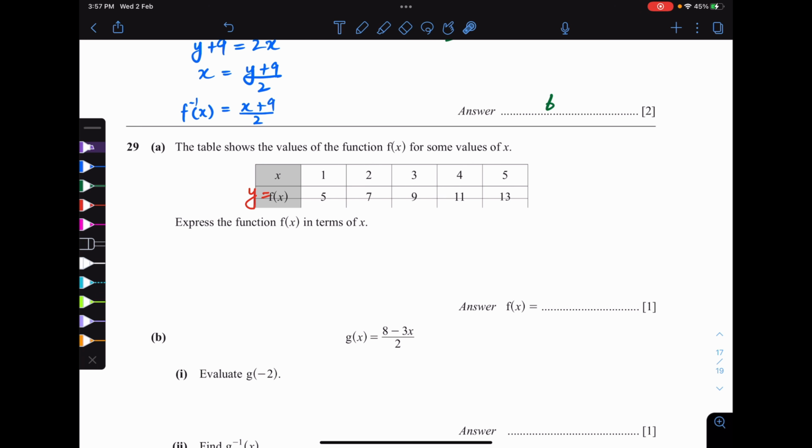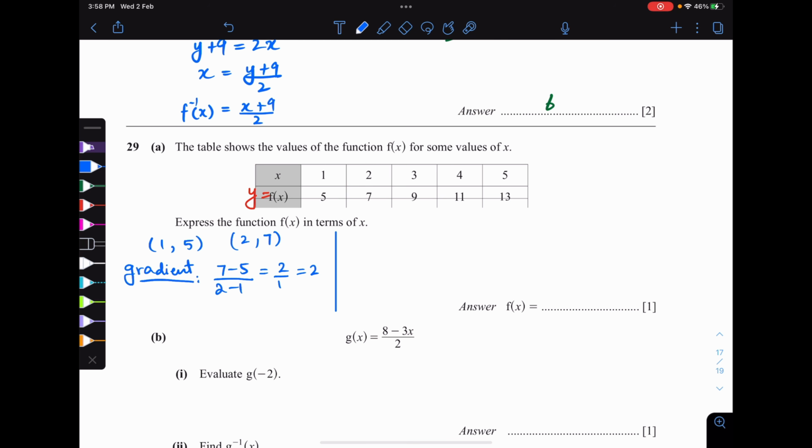Now, if you want to approach it as a straight line, let's think about it. There are 2 points, 1, 5 and 2, 7. So first of all, I would want a gradient out of it. So gradient would be 7 minus 5 over 2 minus 1. So it would be 2 over 1, which is 2.